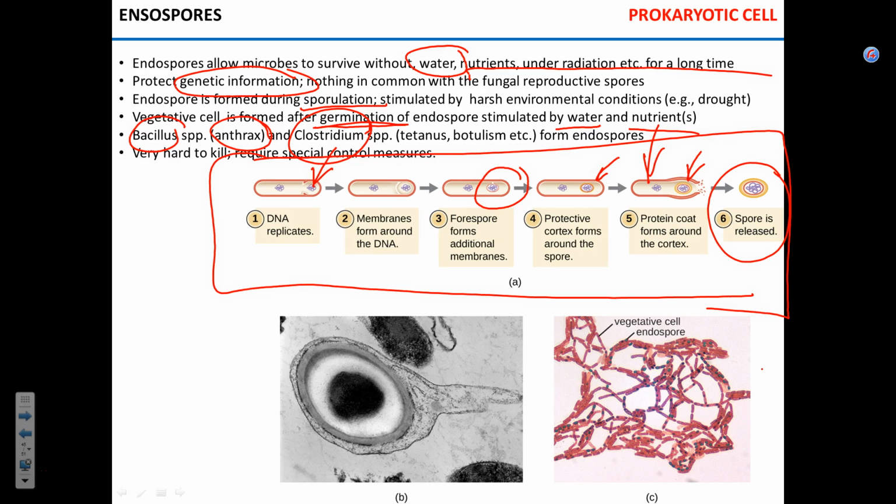Endospores are extremely hard to kill. You cannot kill them with boiling, for example. You can kill them with autoclave, you can kill them with gamma radiation, but not with boiling. Okay, so you got to remember that.